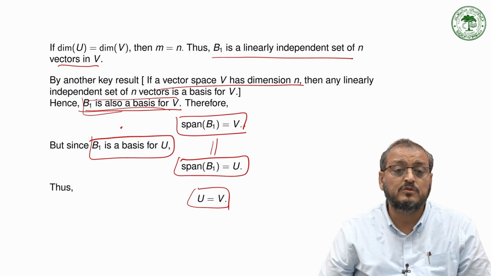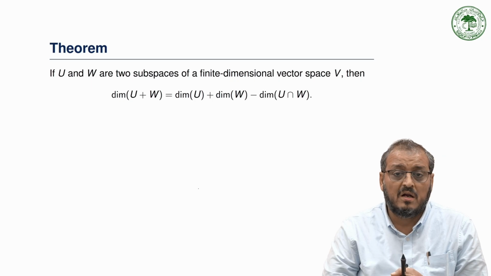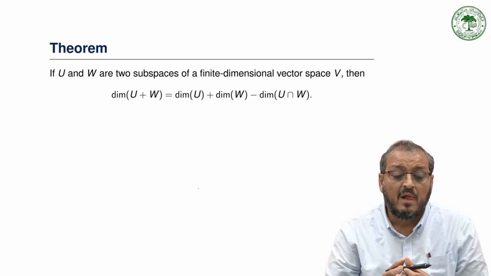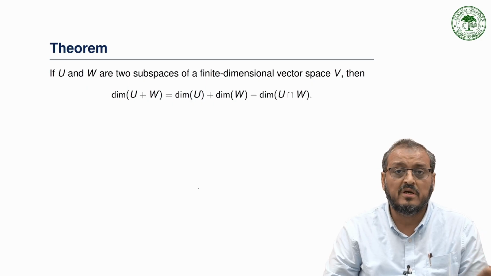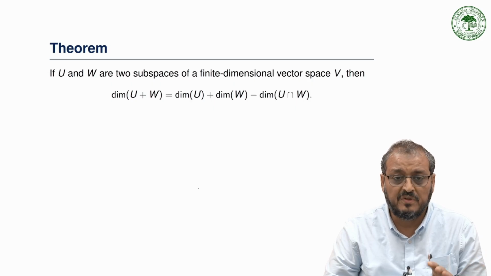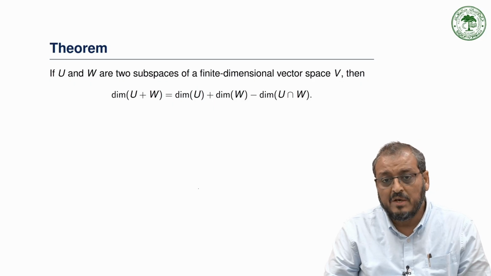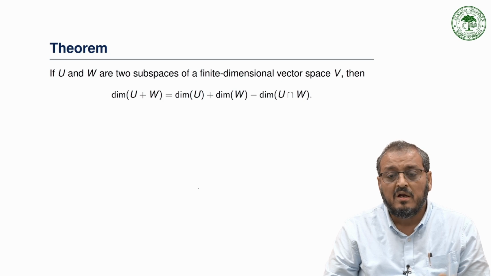Now we move to the next very important theorem for finite dimensional vector spaces. It is also called the dimension theorem. In this theorem, U and W are two subspaces of a finite dimensional vector space V. Then dimension of U plus W is equal to dimension of U plus dimension of W minus dimension of U intersection W.